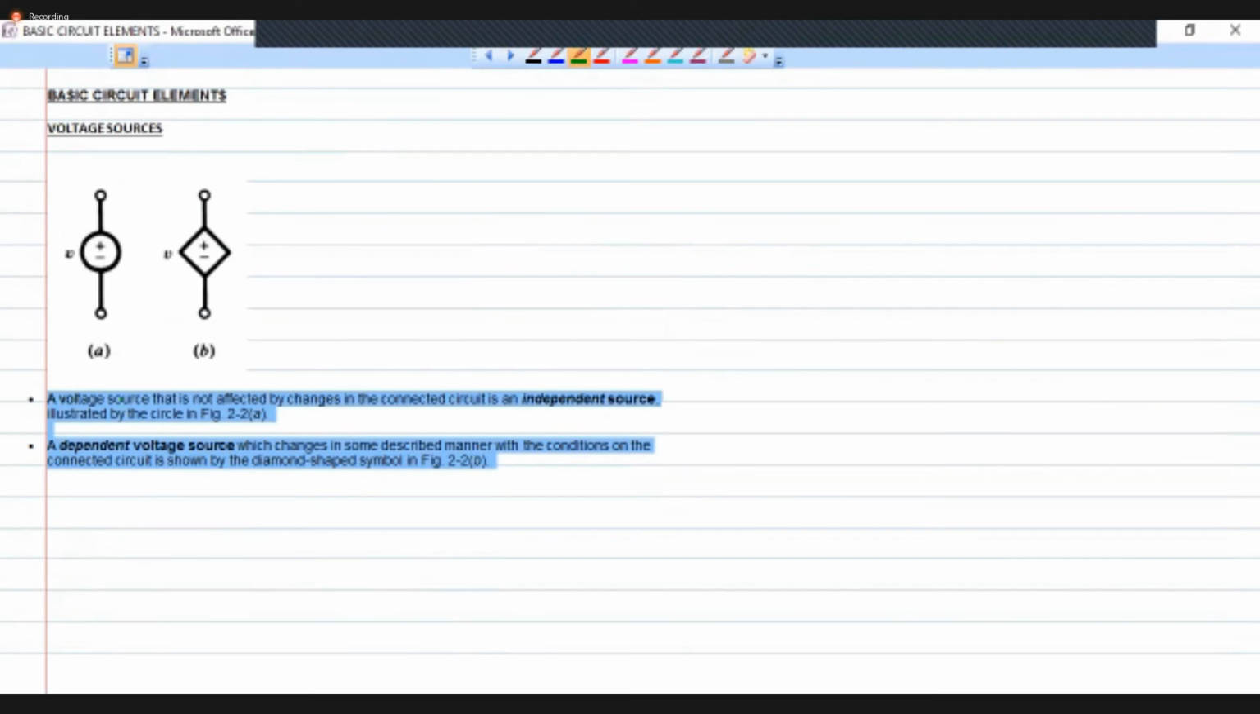So we can have a voltage source which is labeled like this. So this is a symbol for a voltage source. Okay. So one form is like this. So we have two types of voltage sources. One is called an independent source. So how do you represent an independent source?